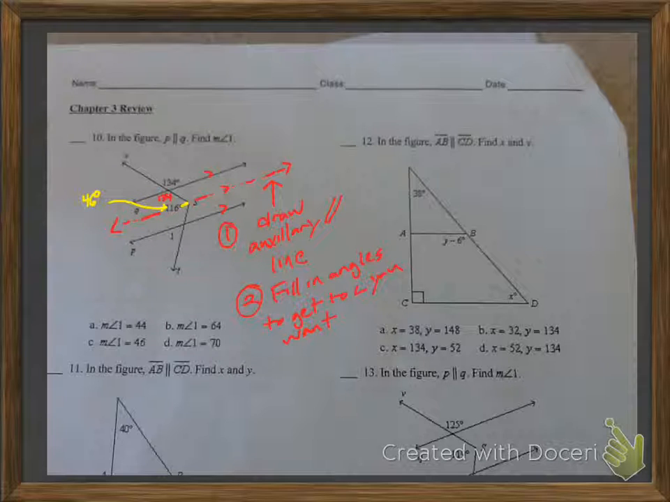I also know, if I look at the auxiliary line, the same side interior angle right below the 134 is 46 degrees, because that's what it takes to get to 180. So that's a 46 degree angle in there. So I'm thinking 180 minus 134, oh yeah, 46 degrees. That's the same side interior principle.